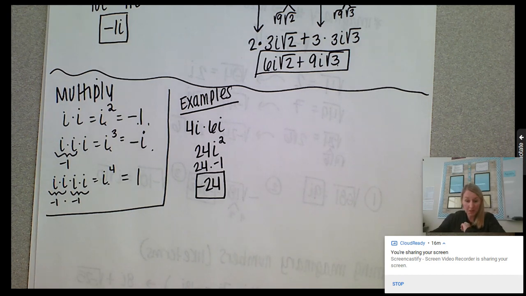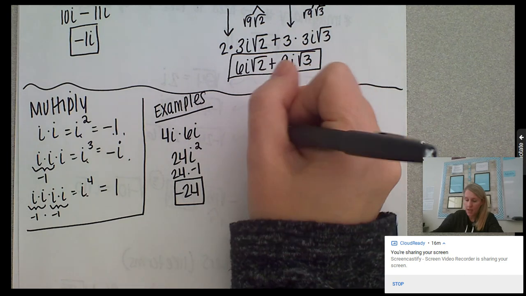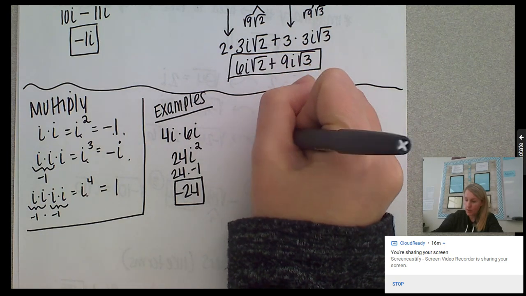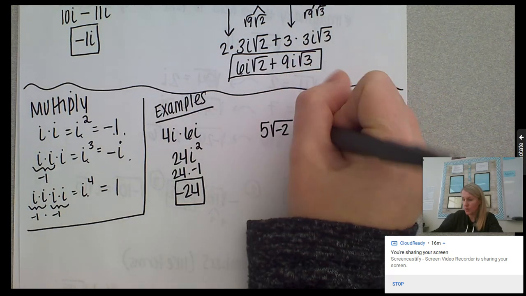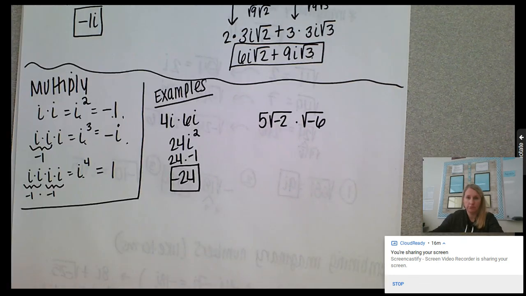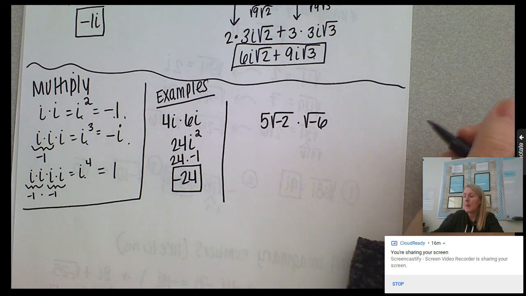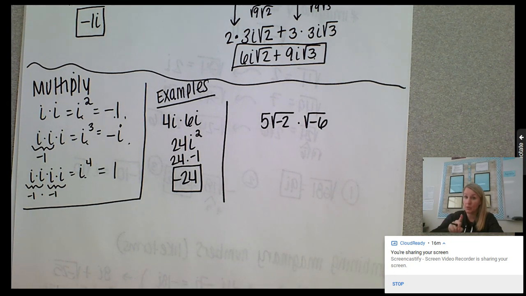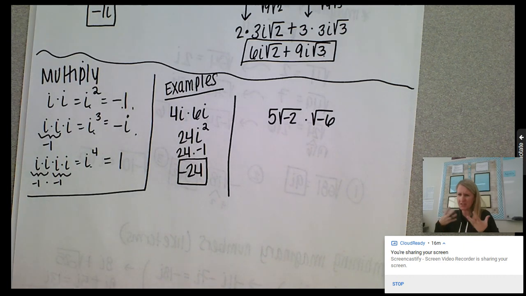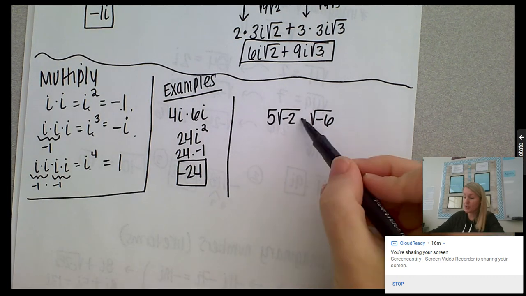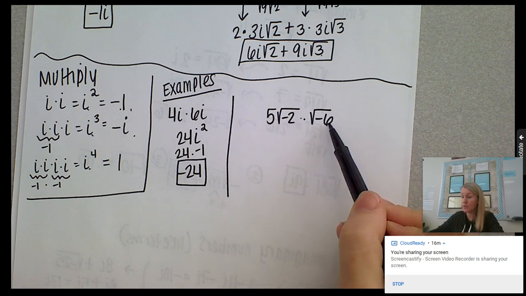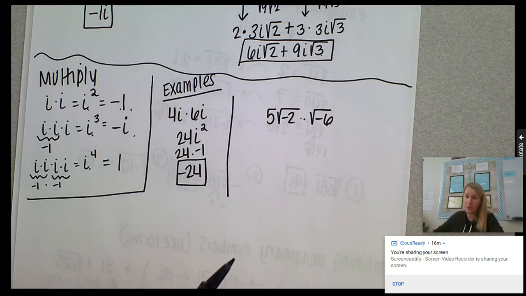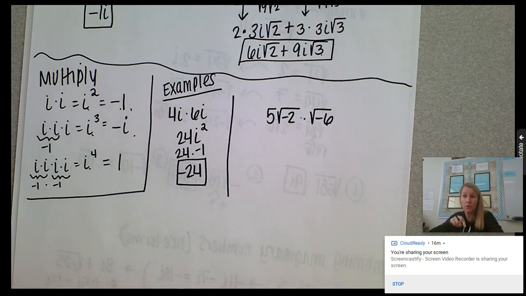All right, let's look at another example. Let's say we had 5 square root of -2 times the square root of -6. I have to take care of some things, right? Here's what you can't do, because I feel like you want to do this. You want to just start multiplying, and you want to say that -2 times -6 is +12. Unfortunately, you can't do that. You have to take care of the negatives before you multiply.